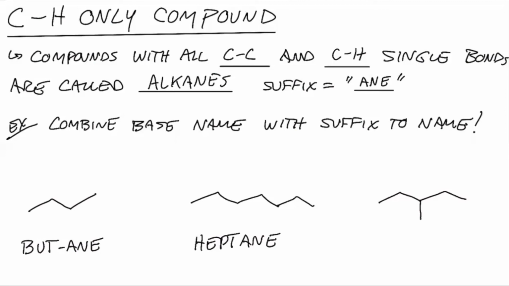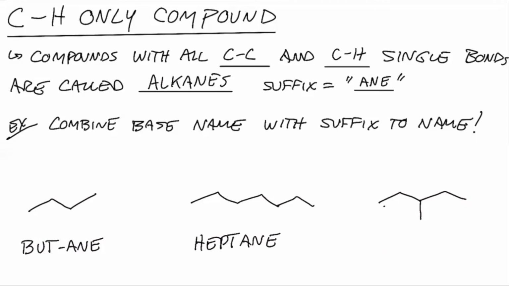What about this one? This one is a little bit different than the ones we were looking at before, isn't it? So if we count this one up, we've got 1, 2, 3, 4, 5, and 6. So that looks like it would be hexane, right? Well, it looks like it would be that, but it's not, because it has a difference compared to these other 2 molecules that we've looked at.